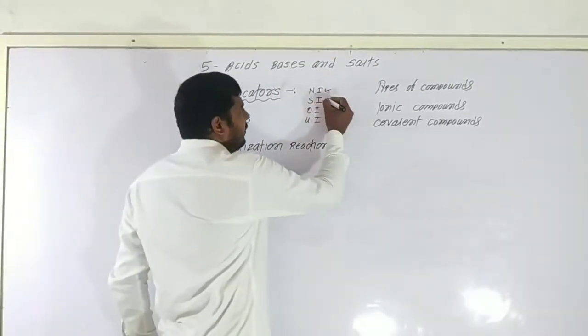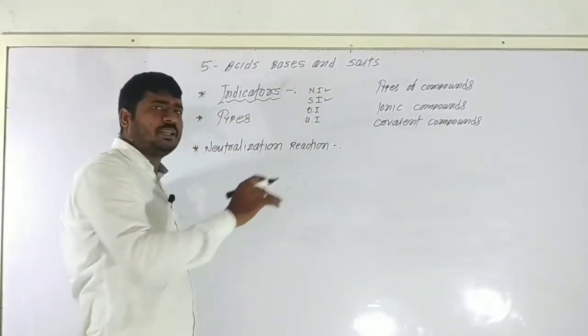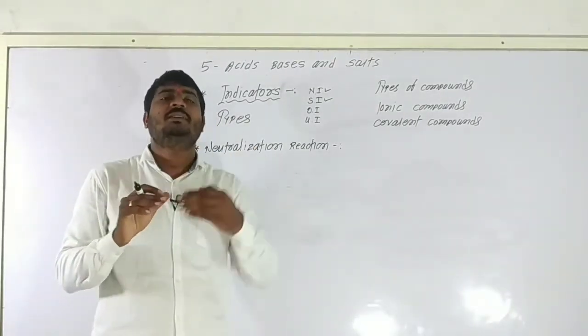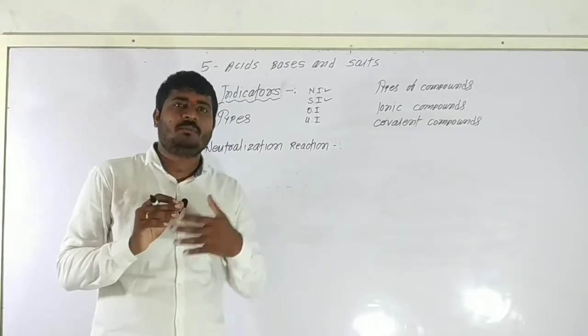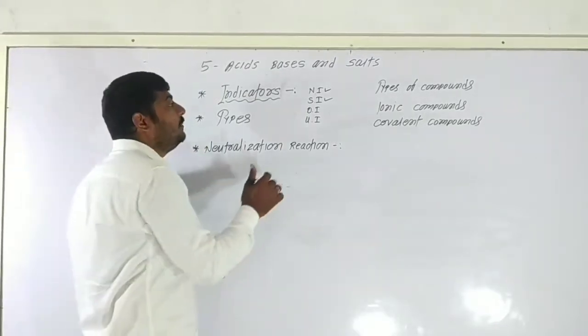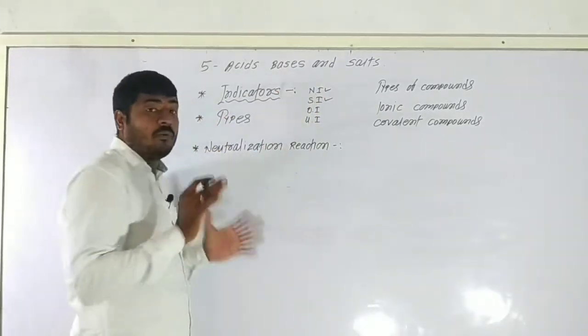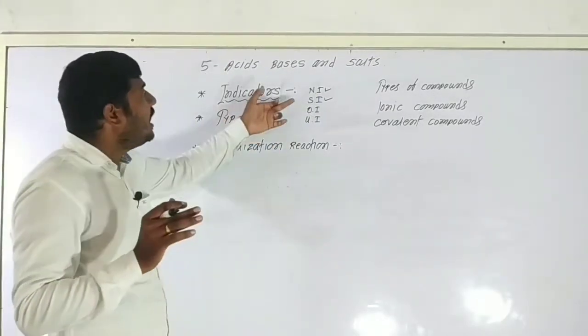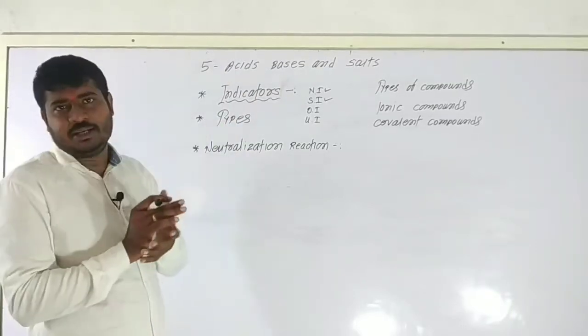Now, the second one, synthetic indicators. Which indicators are called synthetic indicators? The chemicals which are used to determine the nature of a given compound, that is, whether the given compound is acidic or basic, are called synthetic indicators. For example, methyl orange and eosin. These are examples of synthetic indicators.